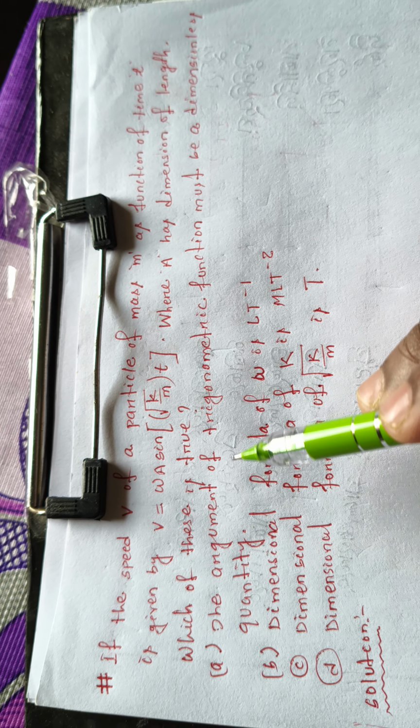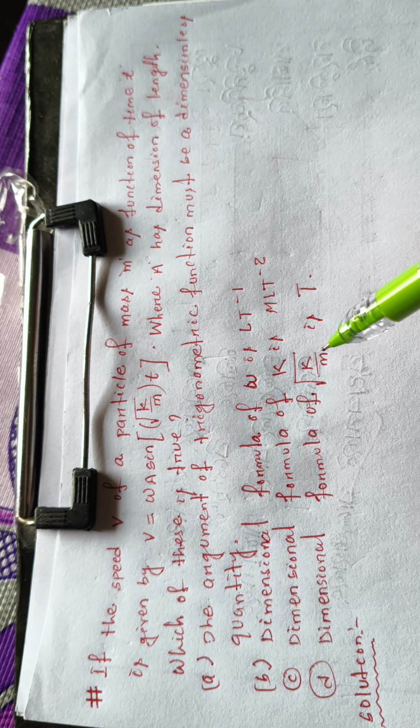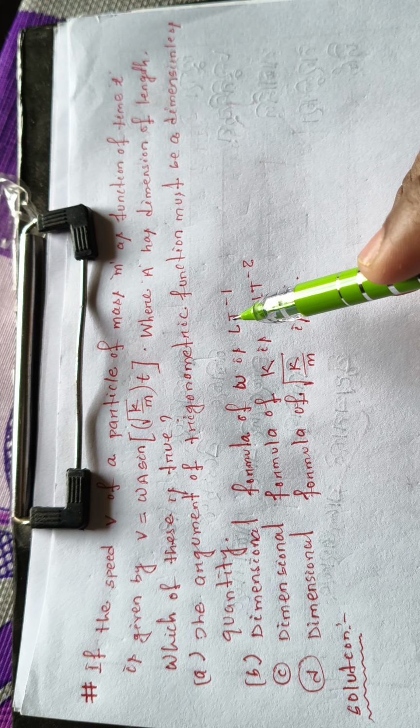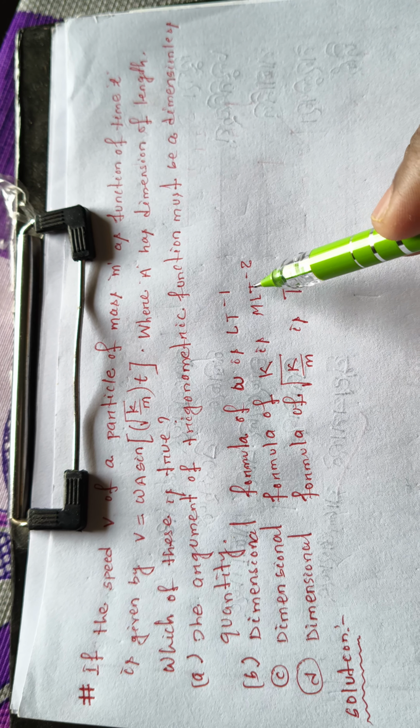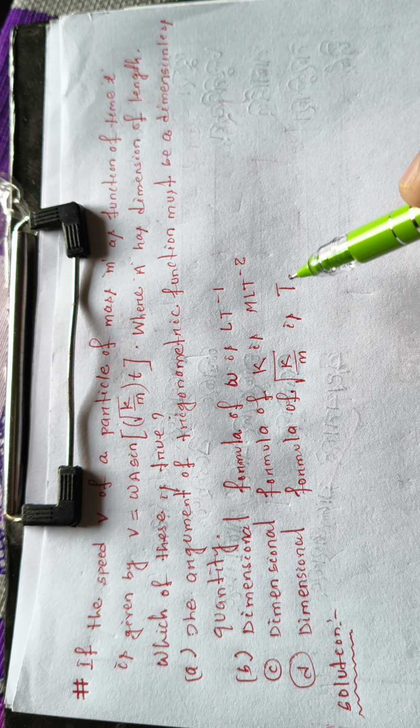First option, the argument of the trigonometric function must be a dimensionless quantity. Second option, dimensional formula of omega is L T inverse. Dimensional formula of k is M L T to the power minus 2. Dimensional formula of root over k by m t is T. Now, which one is the correct? We have to calculate it.